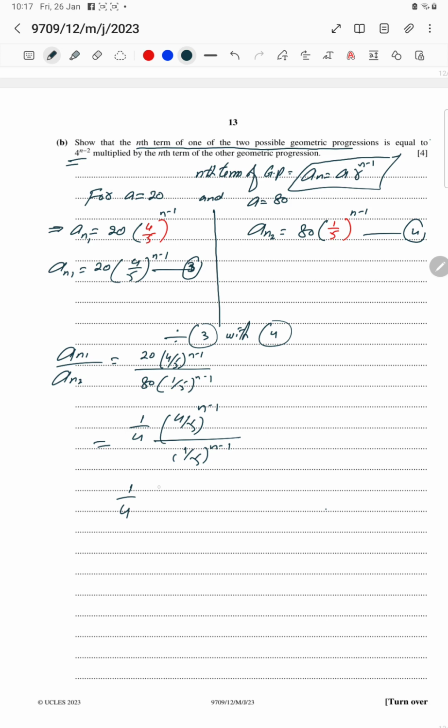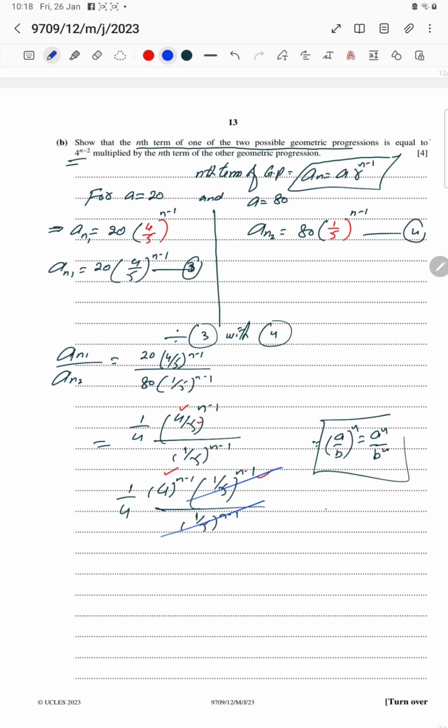1 by 4 to the power n minus 1, and 1 by 5 to the power n minus 1. I just split this one by applying the property (a over b) to the power n is a^n over b^n. So once I take the separate power of 4 and 5, I can write like this and this, right? Divided by 1 by 5 to the power n minus 1. So here you can see this and this cancelled.